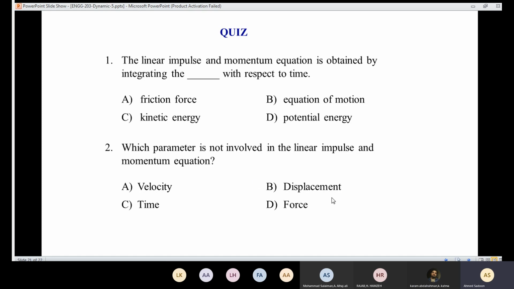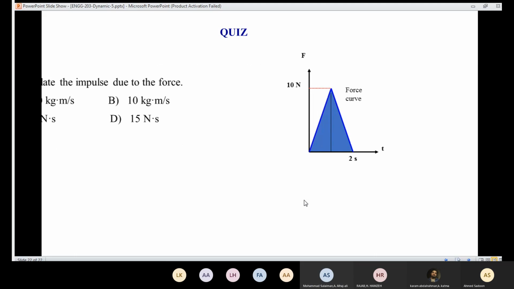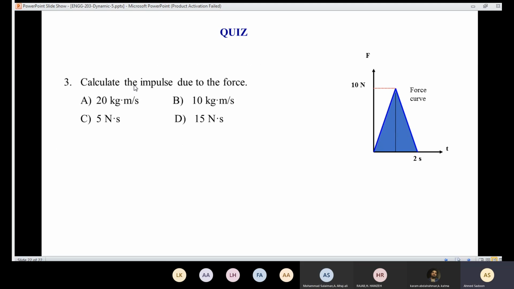So if I have a problem that involves displacement, force, and acceleration, it's better to use the principle of work and energy. If I have a problem that involves the velocity, force, and the time, it's better to use the principle of impulse and momentum. So which equation is going to involve the acceleration and the forces? Equation of motion. It's very good.